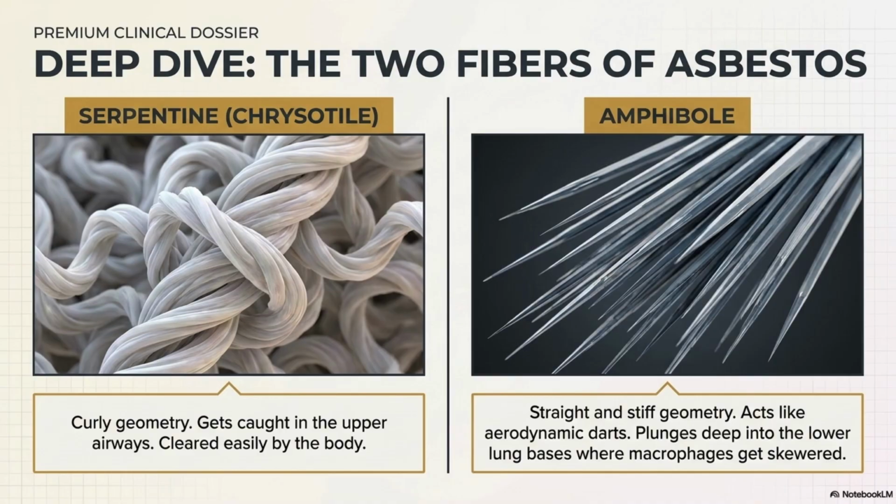Next, let's look at the two fibers of asbestos. The first is serpentine or chrysotile, which has a curly geometry. This causes it to get caught in the upper airways, making it cleared easily by the body. The second is amphibole, which has straight and stiff geometry acting like aerodynamic darts. It plunges deep into the lower lung bases where macrophages get skewered.